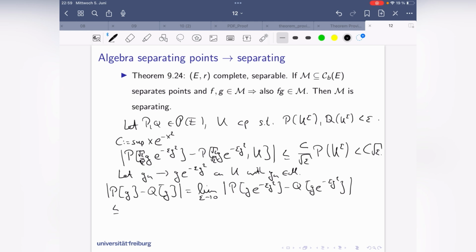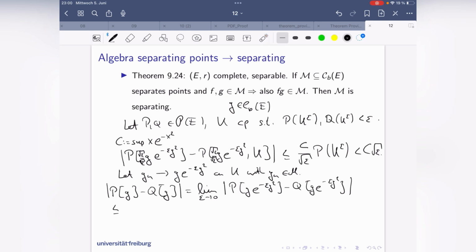And when I see that this is 0, I forgot to say what g actually is. G is some bounded continuous function. G has to be some bounded continuous function. When we show that this here is 0, we know that P and Q coincide on all bounded continuous functions, and that means they're the same. That's what we want to see.